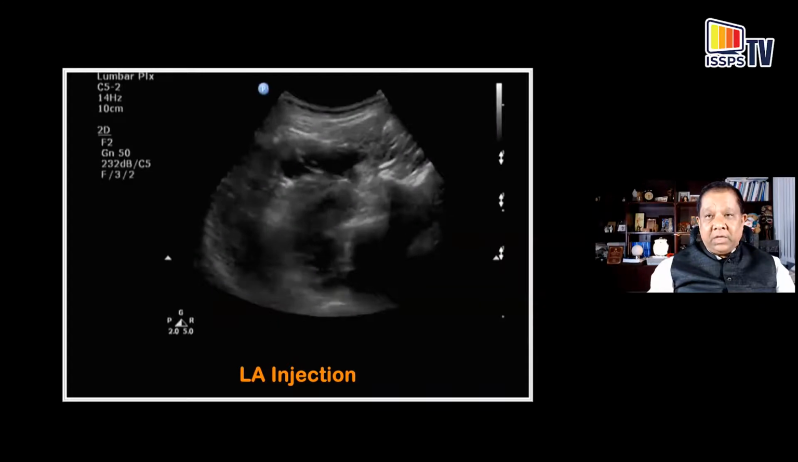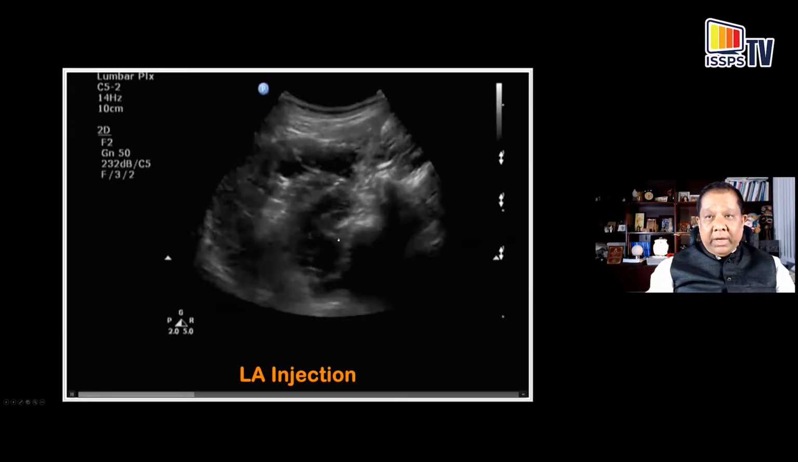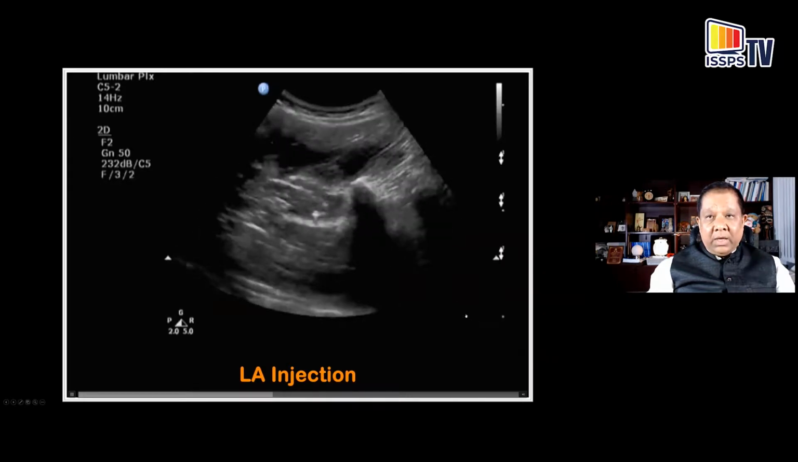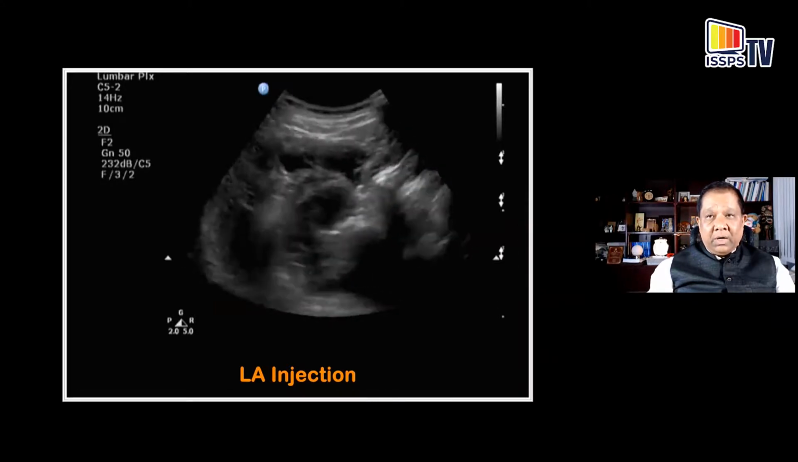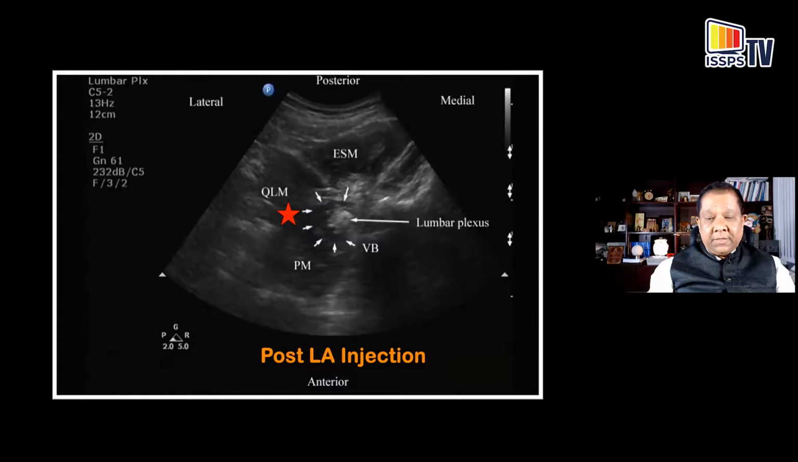As you will see here, as we inject, you will see there is a slightly hypoechoic area developing around the nerve with the saline, and then if you use this, you can see some puff of air that goes through it. And as you inject, the whole lumbar compartment gets distended, and you can see the spread.